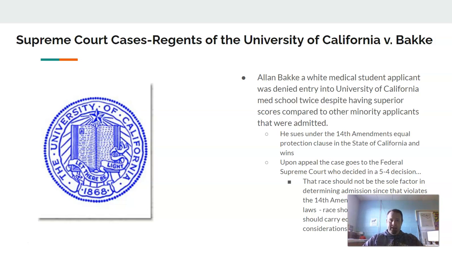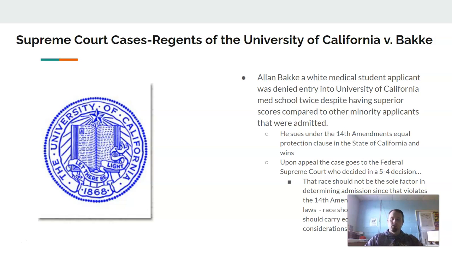So Alan Bakke in this Regents of the University of California v. Bakke. Alan Bakke, he was a white medical student. His application was denied to the University of California Medical School twice, despite having superior scores compared to other minority applicants that were admitted. So he sues under the 14th Amendment Equal Protection Clause, something I just showed you in the previous slide. He sues under that 14th Amendment Equal Protection Clause in the state of California and wins. Of course, the university does appeal it, and it goes to the federal Supreme Court.